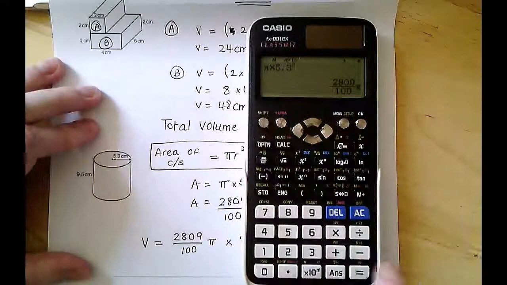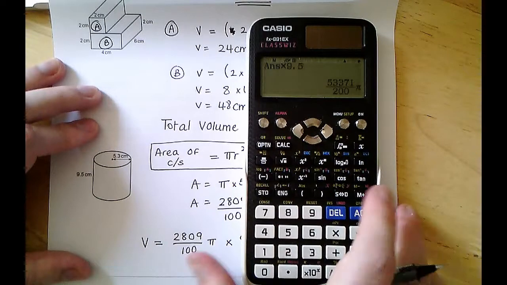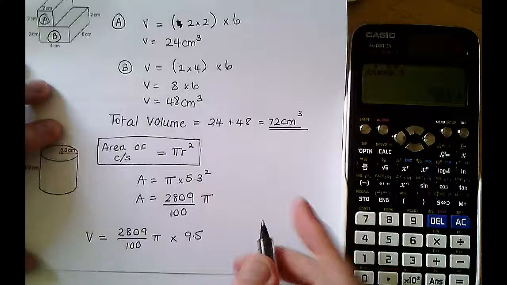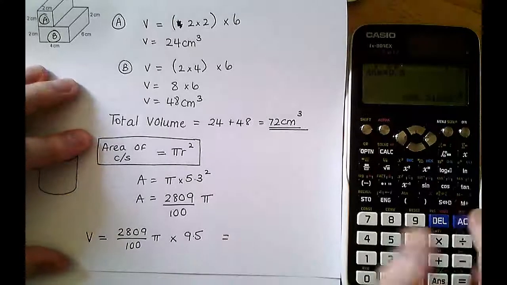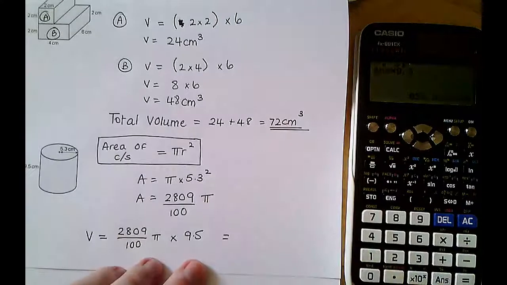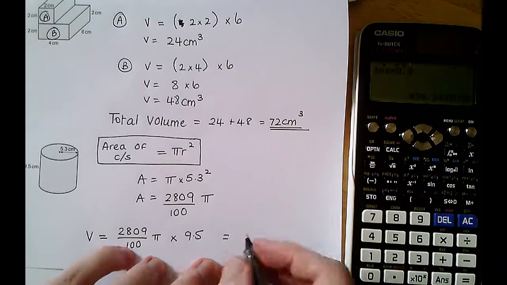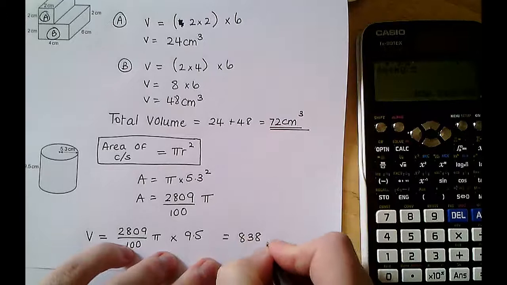Notice I haven't cleared my answer off. Answer times by 9.5, that gives me 838.349. Give your answer to the nearest integer. That gives me 838 centimetres cubed.